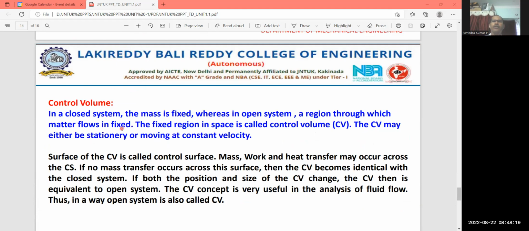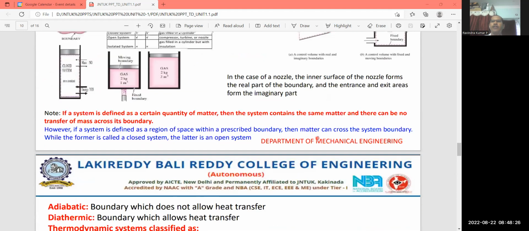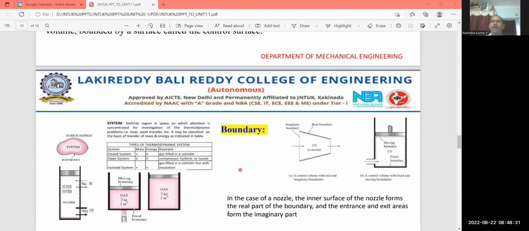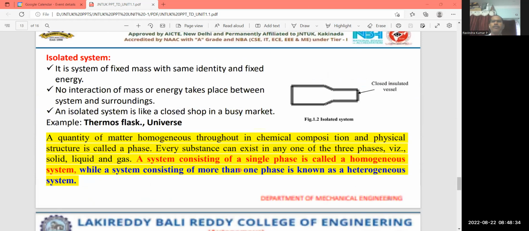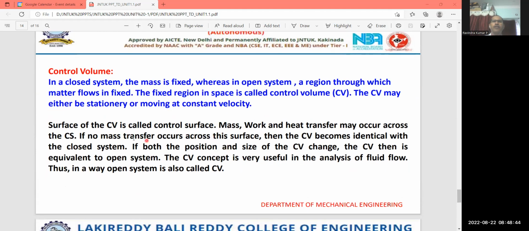Matter flows in a fixed region. The fixed region in space is called the control volume. Observe the diagram: the fixed region in space. This you can call an open system. The fixed region in space is called the control volume. The control volume may be stationary or it may be moving at constant velocity. The surface of the control volume you can call the control surface. So mass, work and heat transfer may occur across the control surface.